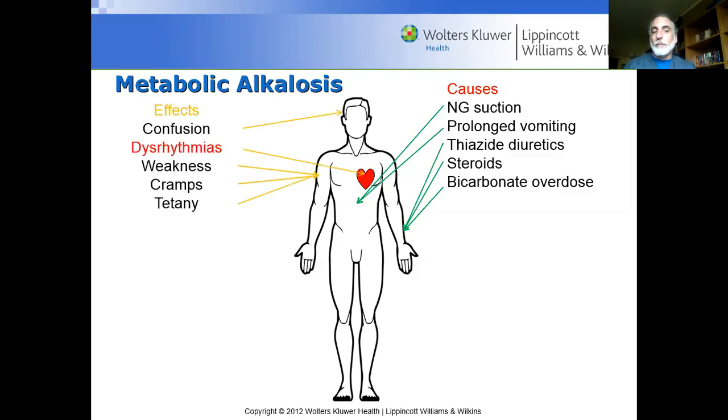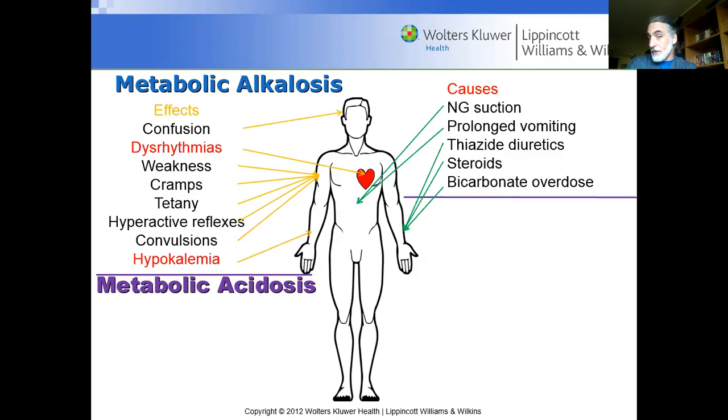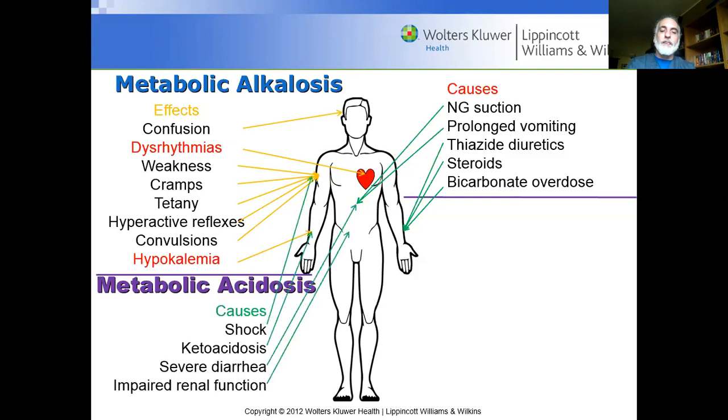So let's see what our effects are. Confusion, dysrhythmias, weakness, cramps, tetany, hyperactive reflexes, convulsions, and hypokalemia. Okay, alkalosis, hypokalemia. Metabolic acidosis. What could it cause? Shock. Ketoacidosis. Back to diabetes again. Severe diarrhea. Or impaired renal function.